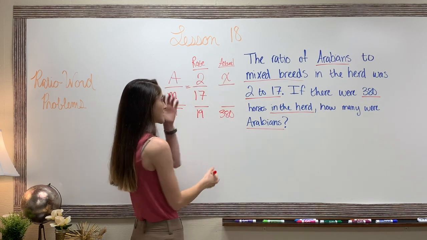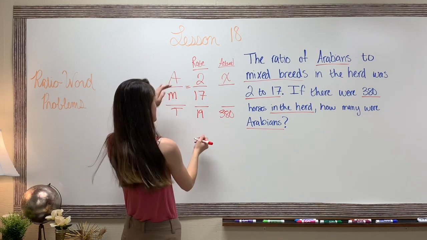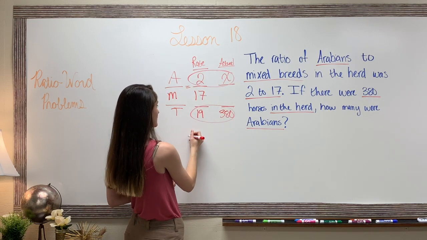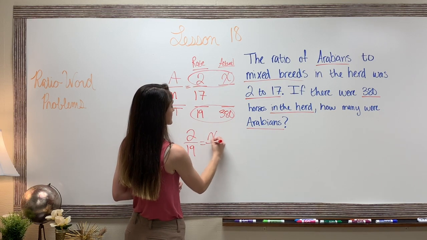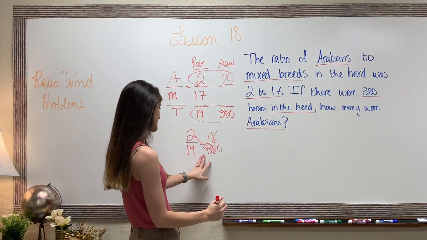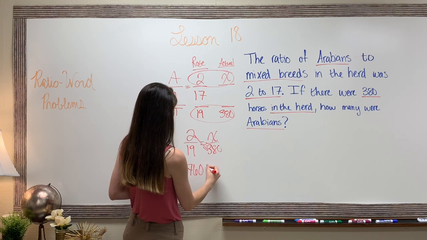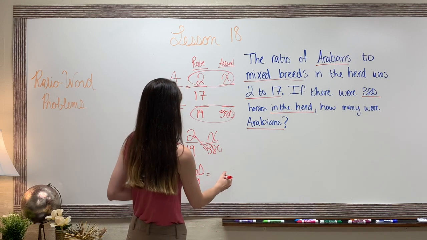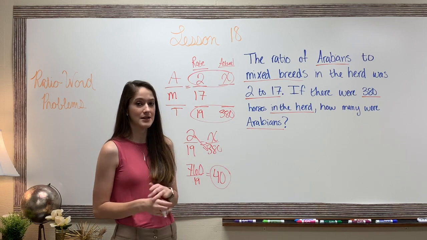So right here I have my information to set up a proportional statement to cross multiply. So we're working with 2 over x, and then 19 and 380. So 2 over 19 equals x over 380. We're going to cross multiply, and that is going to be 760 divided by 19, which would equal 40. So that's it. There were 40 Arabians in the herd.